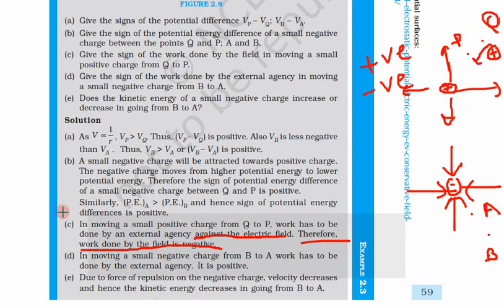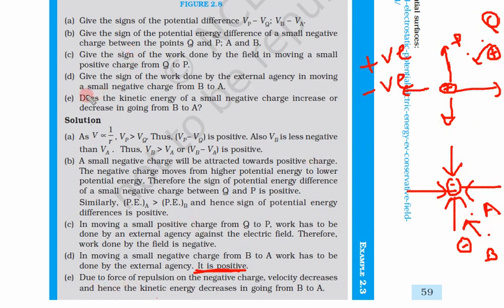Okay, now the fourth case: give the sign of the work done by the external agency in moving a small negative charge from B to A. So this time we have a small negative charge, and this is also negative. So we are moving from B to A. Again there is a repulsion, we have to do some work in bringing this closer. So we have to do positive work. In moving a small negative charge from B to A, work has to be done by the external agency, hence it is positive, because we have to overcome the repulsive forces.